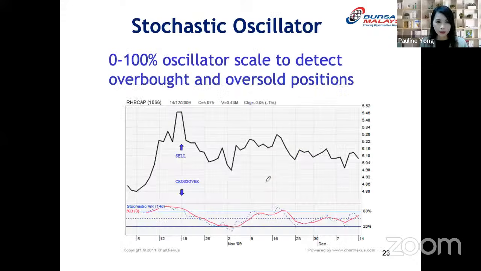Then this is the stochastic, and the stochastic has 20%. This is a scale from 0 to 100%. This line is 20%, and the upper line is 80%. Whenever the stochastic falls below that 20%, we call it oversold. Oversold is when it is below 20. When it is above that 80, we call it overbought.